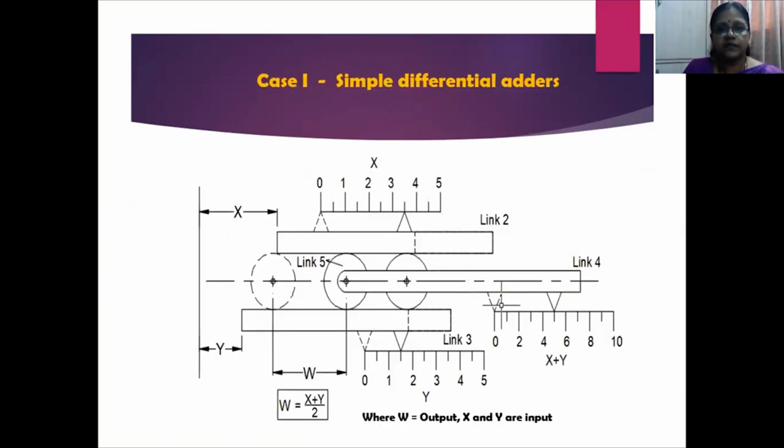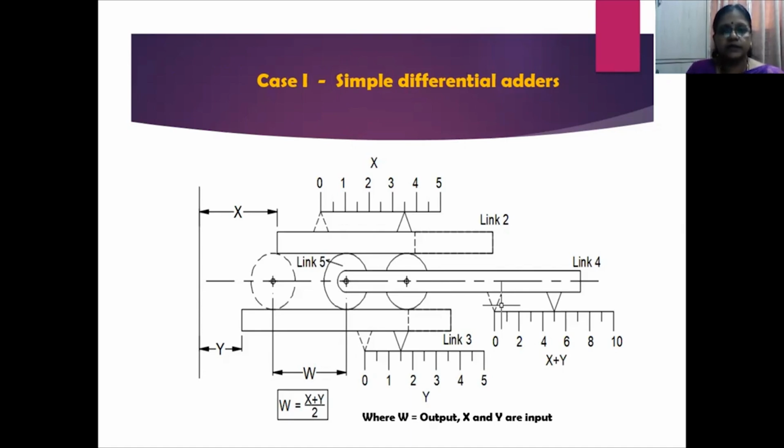For example, let us take case-wise study. Case 1 will take simple differential adders. Now you can see a 5-link kinematic chain. In this 5-link kinematic chain, as a rule in kinematics of machines, a kinematic chain can be converted to mechanism if at least one link is constrained or fixed. At least one link has to be fixed and motion to be given to some link in order to obtain a predictable motion or path.